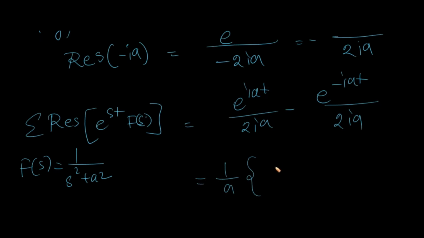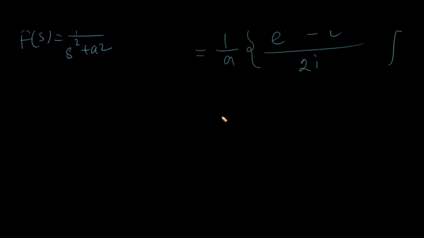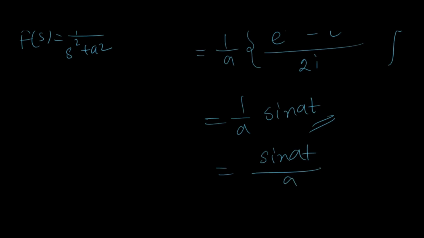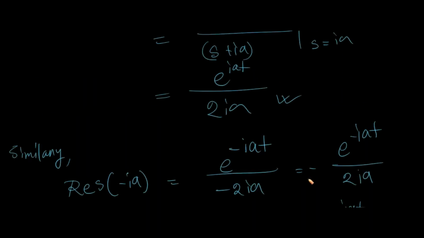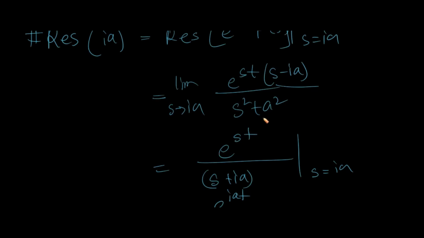Show the result, sorry, not make the result. And these are kind of equivalent, but whatever. And this is just sine of at, right? 1 over a sine at. And that's it. If you write it in a more clean manner, it will look something like this. So this was your f of t, and when you take the Laplace transformation of this f of t, you will get 1 upon s squared plus a squared.